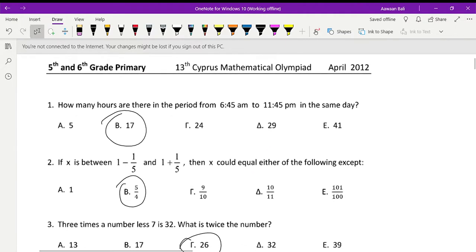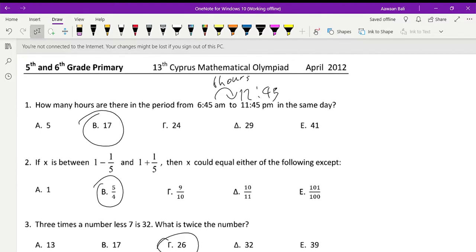How many hours are there in the period from 6:45 a.m. to 11:45 p.m. in the same day? So basically, since we know that the minutes are the same, we can directly find the answer because that means it's only going to be a jump through hours. So from 6:45 a.m., 6 hours, you get 12:45 here. You get 12:45 a.m. And now, after that, it's PM.